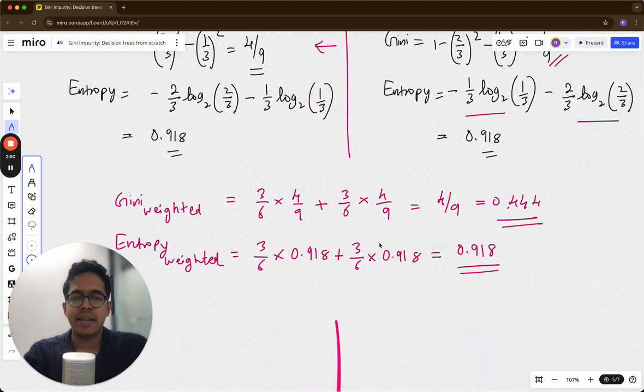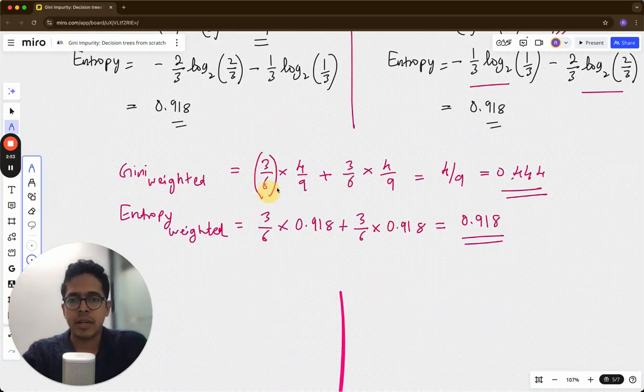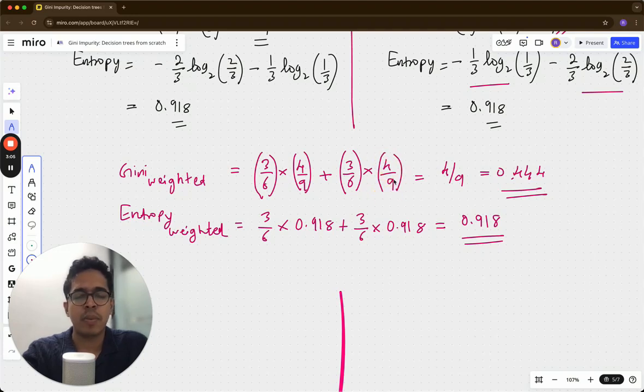Now, if we calculate the weighted Gini impurity, we did 3 by 6 because 3 out of 6 points belong to the first child, which has the Gini impurity of 4 by 9. Then the remaining 3 out of 6 data points belong to the second child, which has a Gini impurity of 4 by 9. So if we do the weighted Gini impurity, the result turns out to be 4 by 9 itself, and that is 0.444. Similarly, for weighted entropy, 3 out of 6 data points belong to the first child, which has an individual entropy of 0.918, and the remaining 3 out of 6 data points belong to the second child, which has an individual entropy of 0.918 also, which means the weighted entropy is also 0.918.